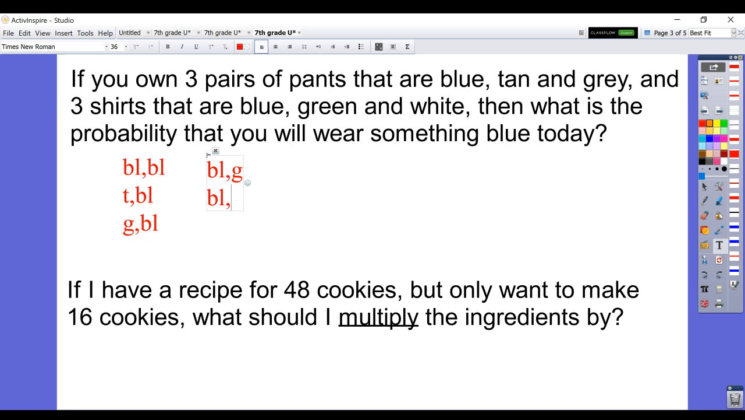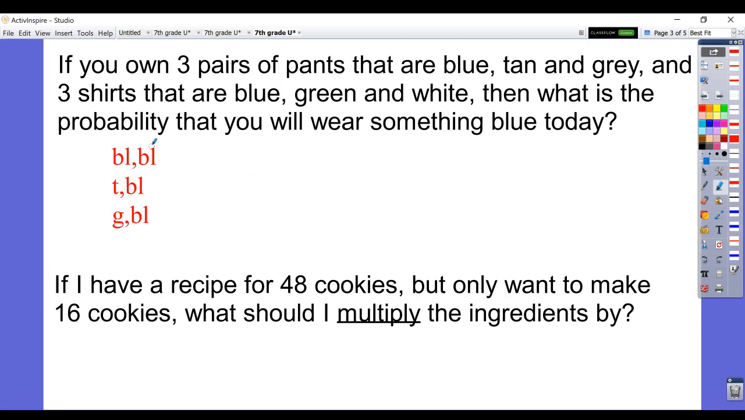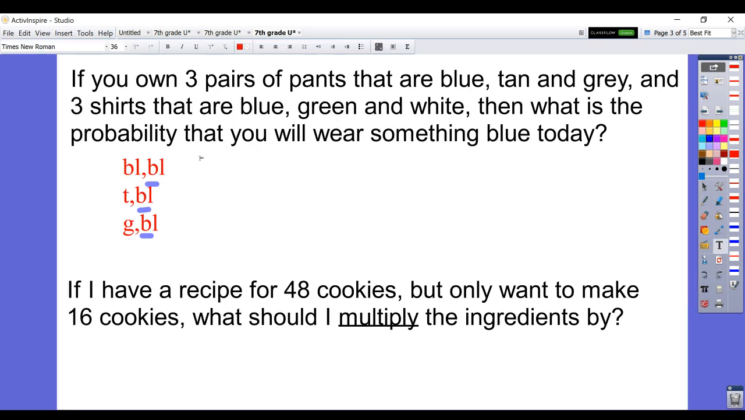Blue pants with white shirt, and blue pants with, well, actually, I probably should approach this a little more logically. Let me do it this way for you instead. I put together all the combinations here that had the blue shirt. So I probably need to approach it in a more logical fashion than like that.